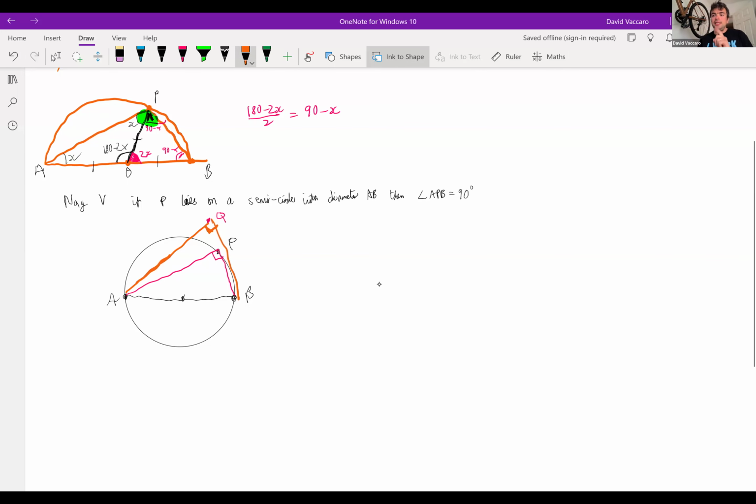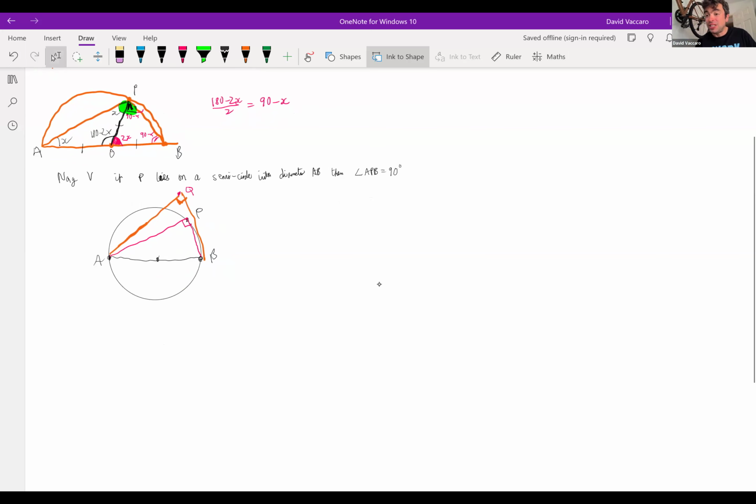So what we need is a separate argument to go back the other way, in order to show that the locus is the circle and not that the circle is a subset of the locus. We need another argument which has the implication going the other way. So Nagvi's argument tells me that if P lies on a semicircle, or lies on a circle with diameter AB, that implies that the angle APB is equal to 90 degrees.